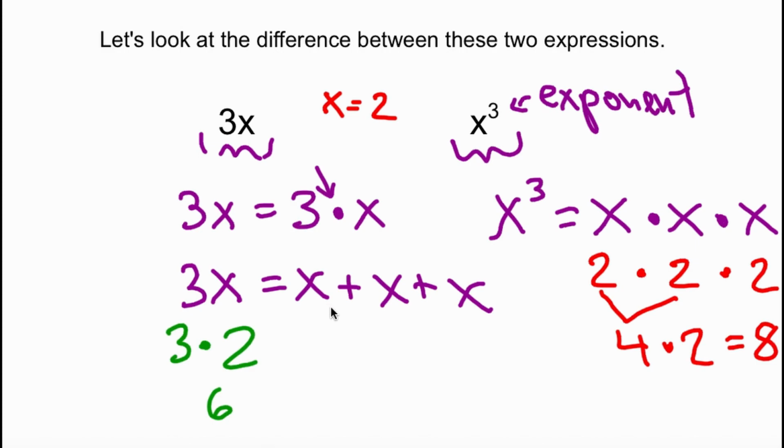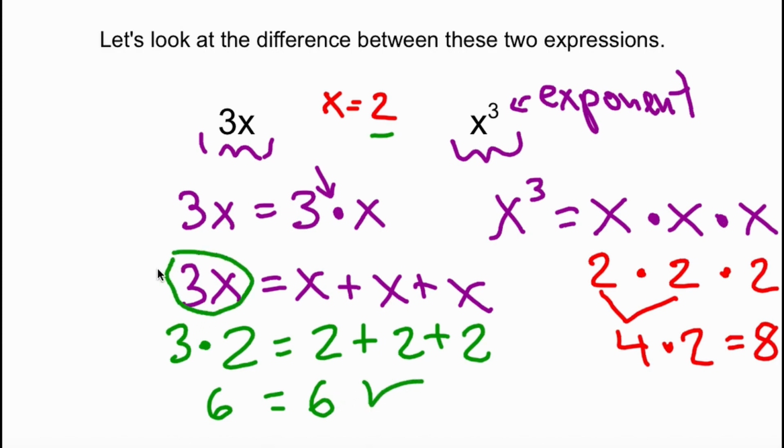Now let's see what I am going to get over here. Let's bring down the equal sign here. Here I'm going to have 2 plus 2 plus 2. Again, I'm using the 2 because we chose to use 2 for the x. If you add the 3 2's together, you're going to get 2 plus 2 is 4, plus 2 is 6. You can see that this side is equal to that side. Therefore, 3x is actually equal to x plus x plus x.